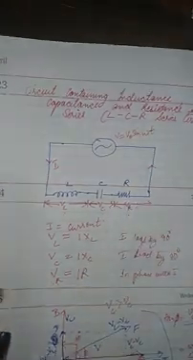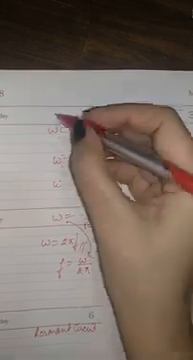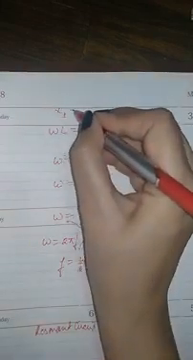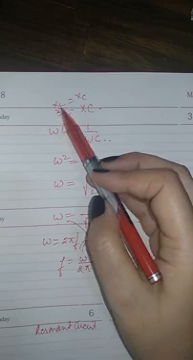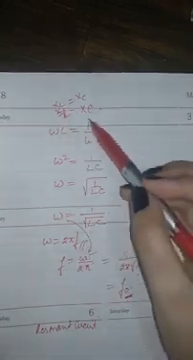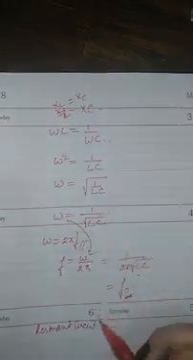And the condition for resonance is this one, that is XL is equal to XC. That means the capacitive reactance and inductive reactance should be equal. That will be the condition for resonance.